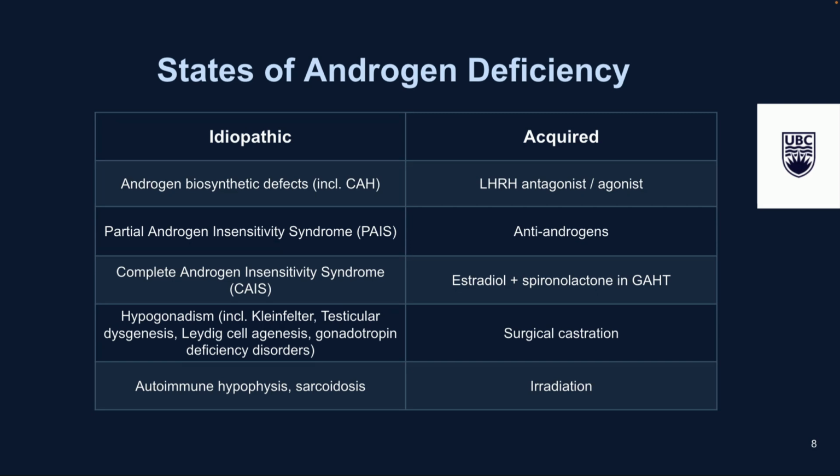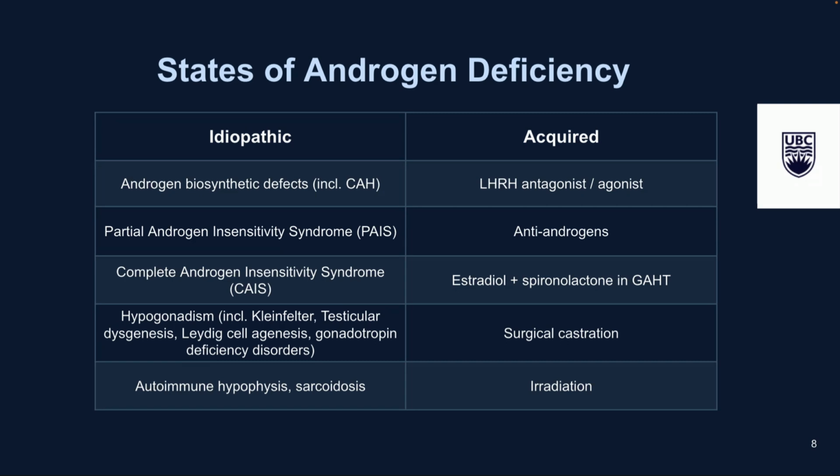On the other hand, acquired androgen deficiencies are more common in our adult population, either in the setting of our androgen deprivation therapies that we're familiar with, such as LHRH agonists and antagonists, the use of antiandrogens, or through surgical castration. For gender-affirming hormone therapies, estradiol and spironolactone are often used in North America versus cyproterone acetate in the European population for combined androgen blockade prior to gender-affirming orchiectomy.